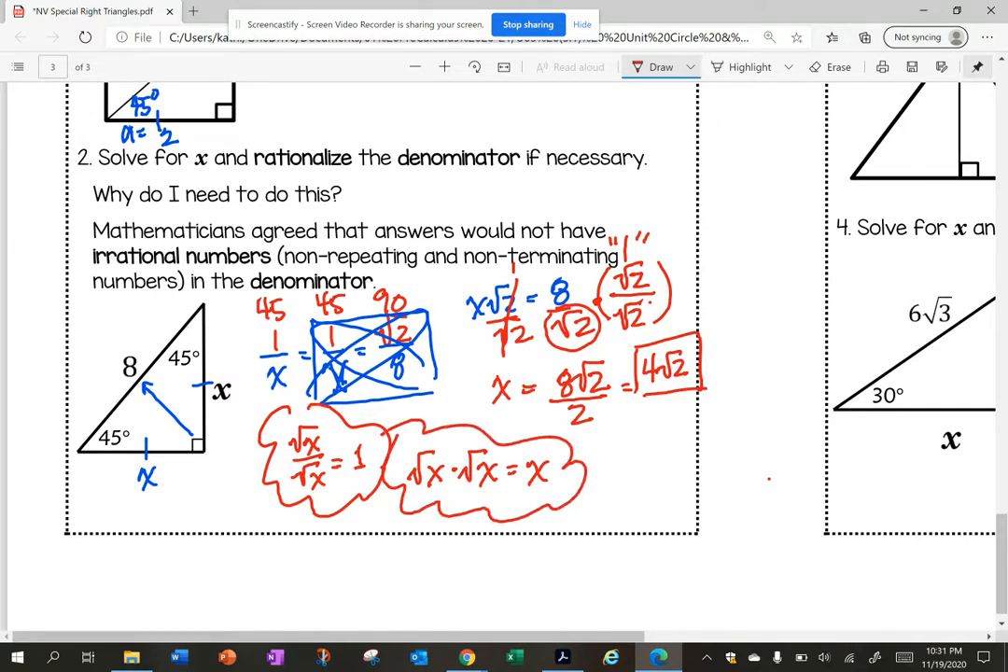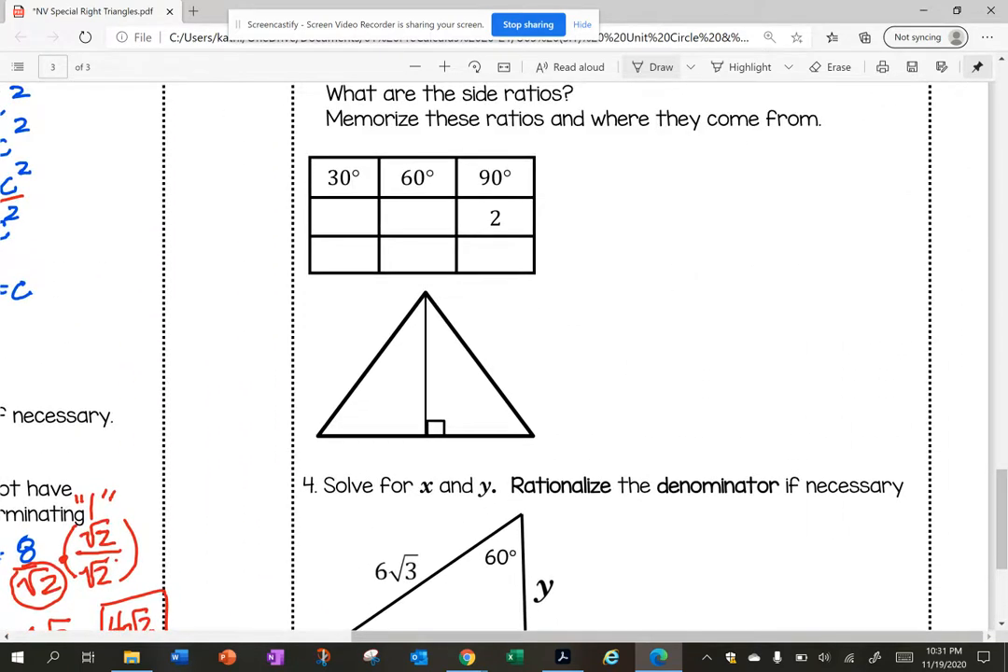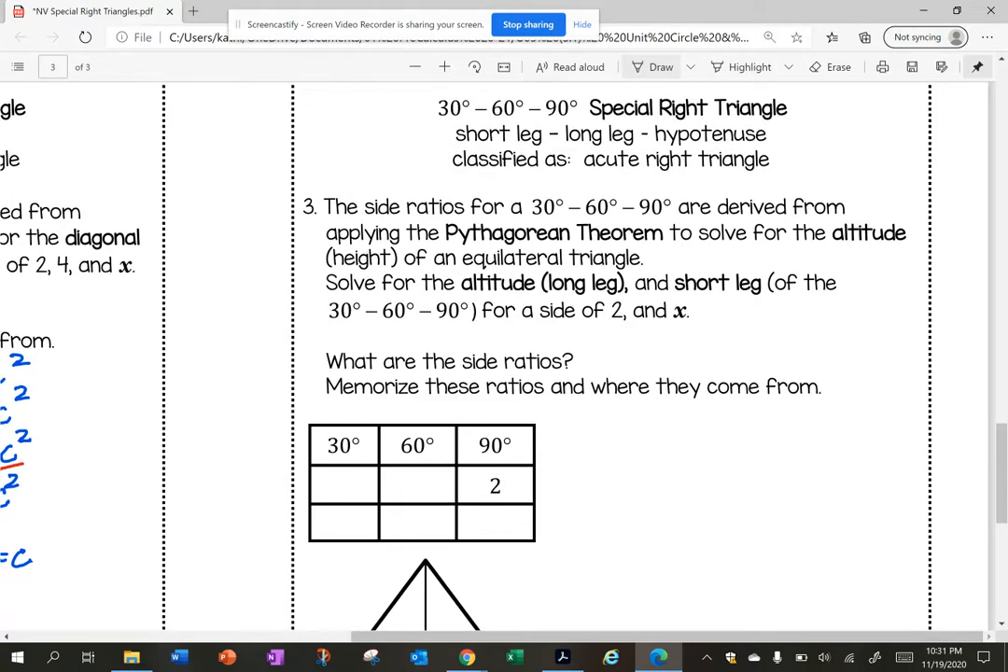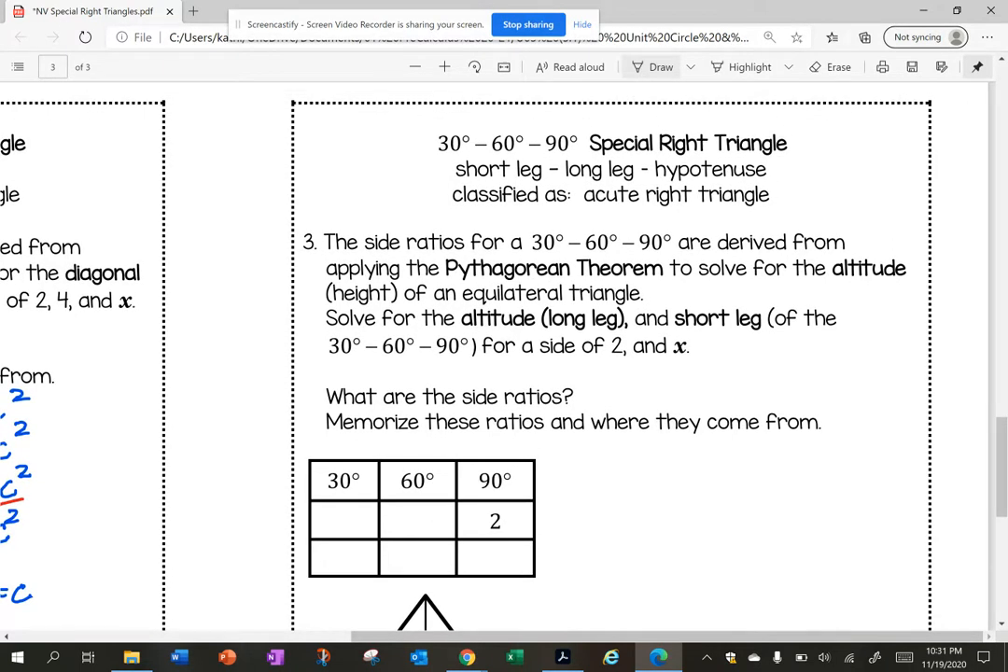Okay, so now we know that the ratios for a 45, 45, 90 triangle come from a square. So where do the ratios from a 30, 60, 90 triangle come from? A 30, 60, 90 triangle is classified as an acute right triangle. And I have 2 legs. The one across from 30 is called the short leg. The one across from 60 is called the long leg. And the side across from the 90 degrees is called the hypotenuse.